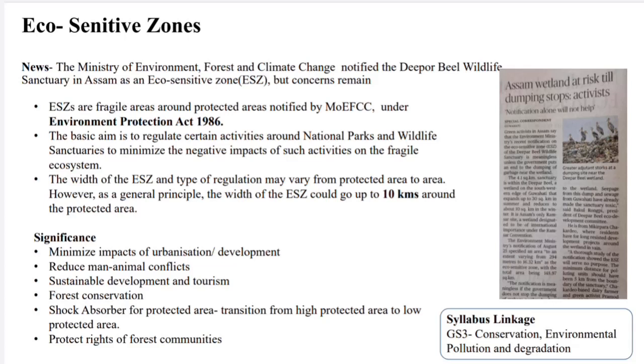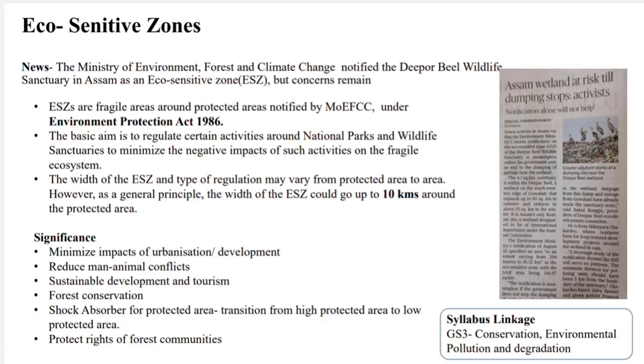They are also known as eco-fragile zones. The width of the ESZ can go up to 10 kilometers around the protected area, but this is not a rule, and the type of regulation may vary from protected area to area. Let us move on to the significance of ecosensitive zones.